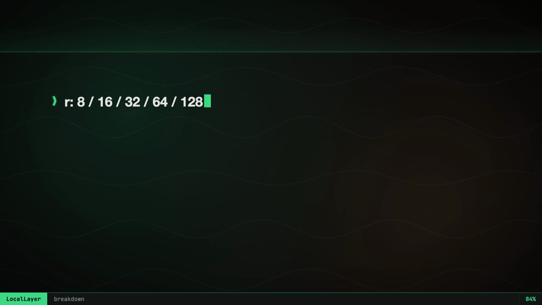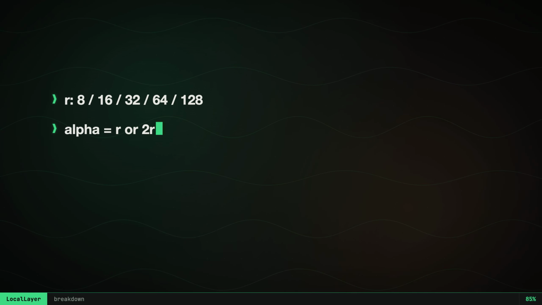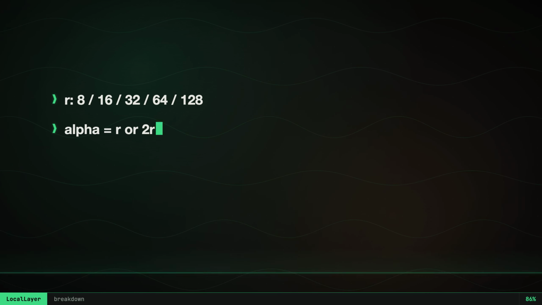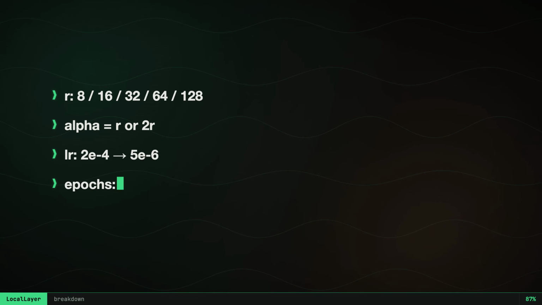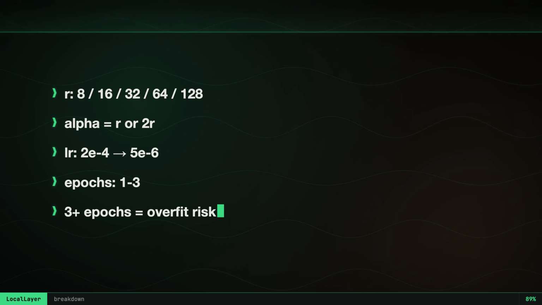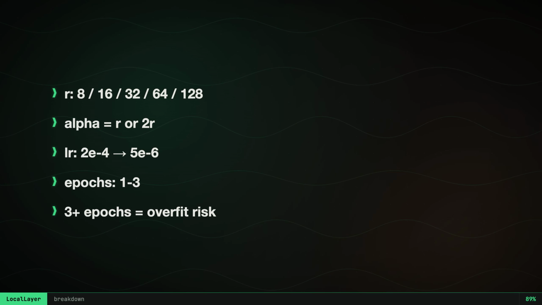If you tune only 4 things, tune these. Rank: 8, 16, 32, 64, or 128. Higher rank means more capacity and more memory. 32 is a sane default. Alpha, set it equal to rank, or double it. Unsloth's own guidance says both work. Learning rate, 2e-4 down to 5e-6. Start high, drop toward the bottom of that range only for reinforcement learning style training. Epochs, 1 to 3. Unsloth's own words: more than 3 offers diminishing returns and increases overfitting risk on typical instruction data.